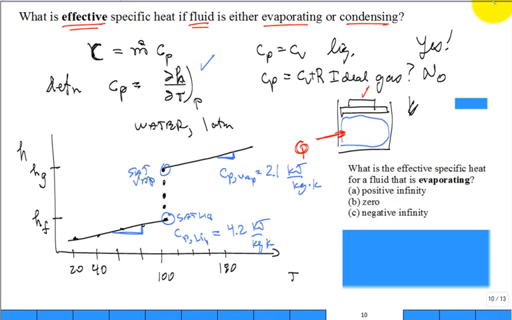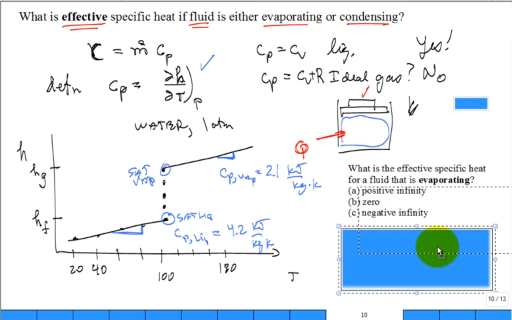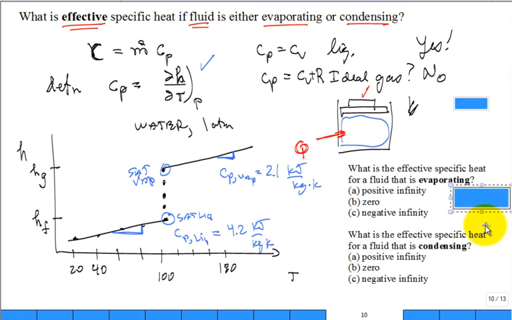Good. You want a challenge, huh? Here's a challenge for those that think my questions are too easy and too kind. What is the effective specific heat for a fluid that is condensing? And we start the timer. All done? Now let me ask this question.